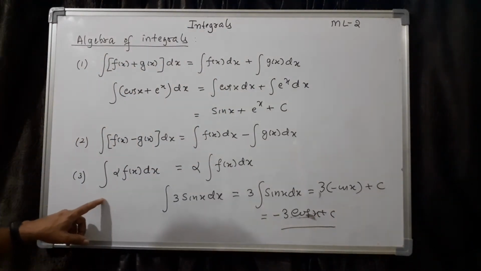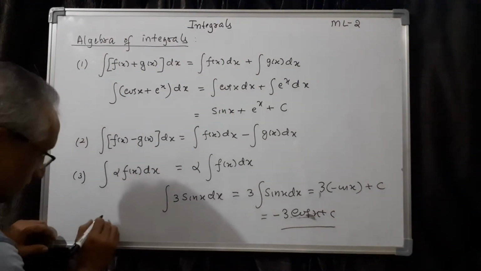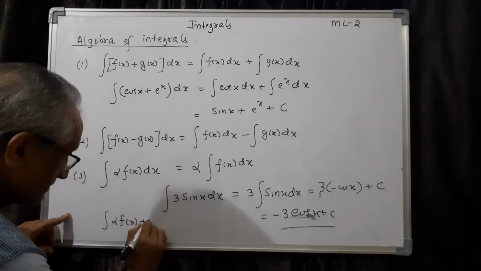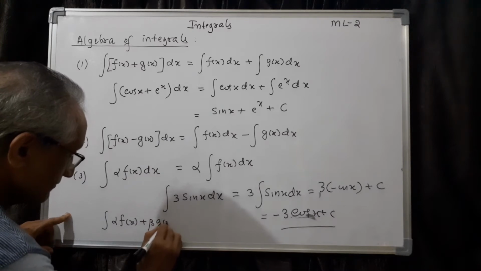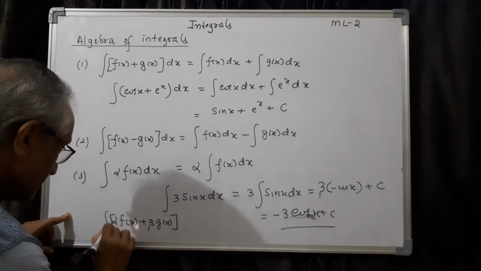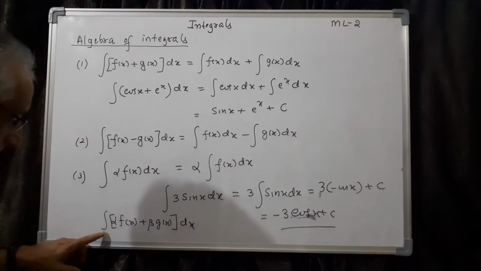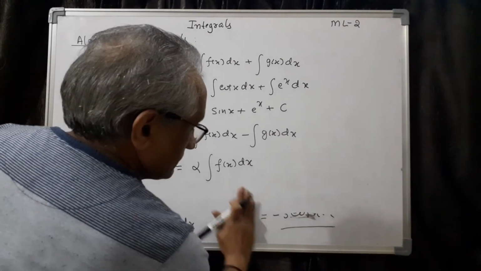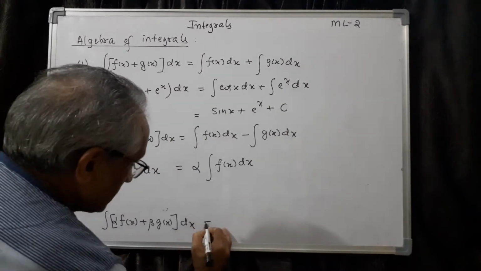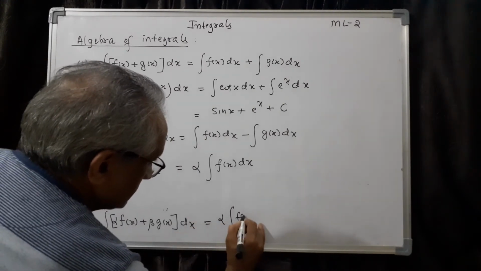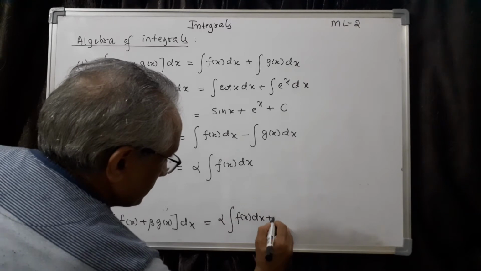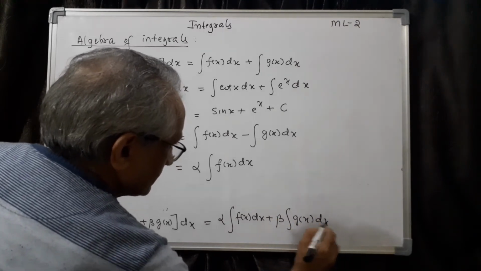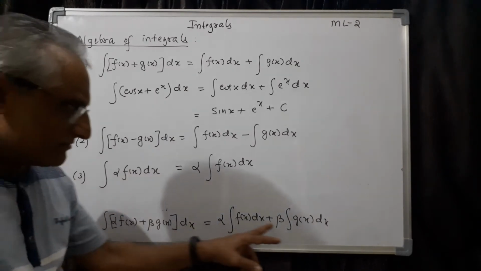And the scalar multiplication rule can be extended also. For example, if alpha f of x plus beta g of x is there, then you are integrating. What you can do is write alpha into integration f of x dx plus beta into integration g of x dx. Of course, an example is not necessary. I will give you the example later.